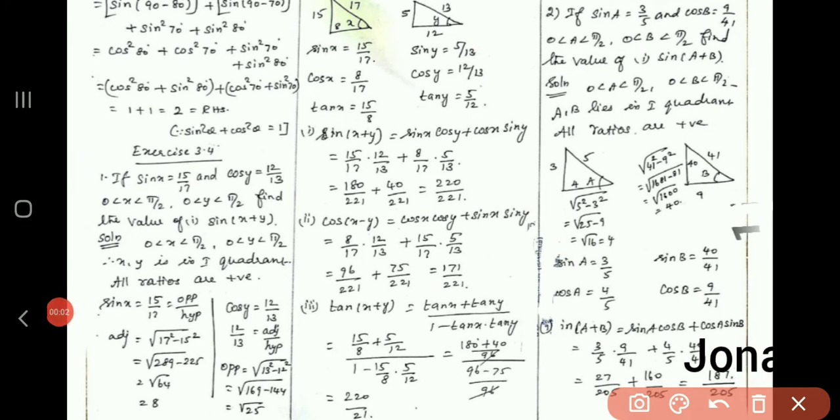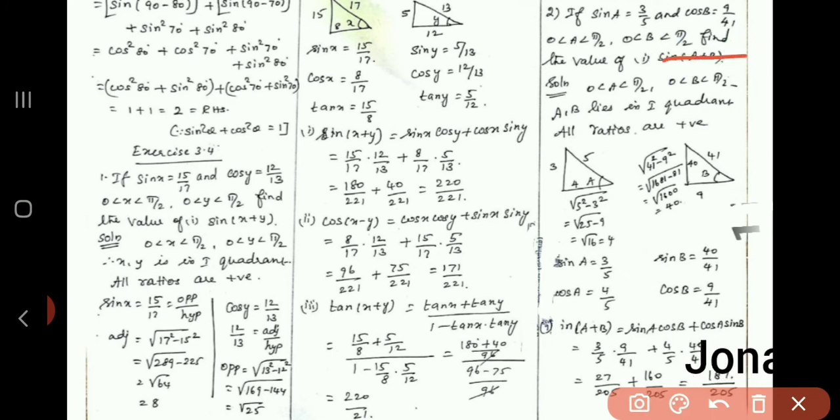Second problem, if sin A equal to 3 by 5 and cos B equal to 9 by 41, A lies between 0 and pi by 2, B lies between 0 and pi by 2. Find the value of sin of A plus B.